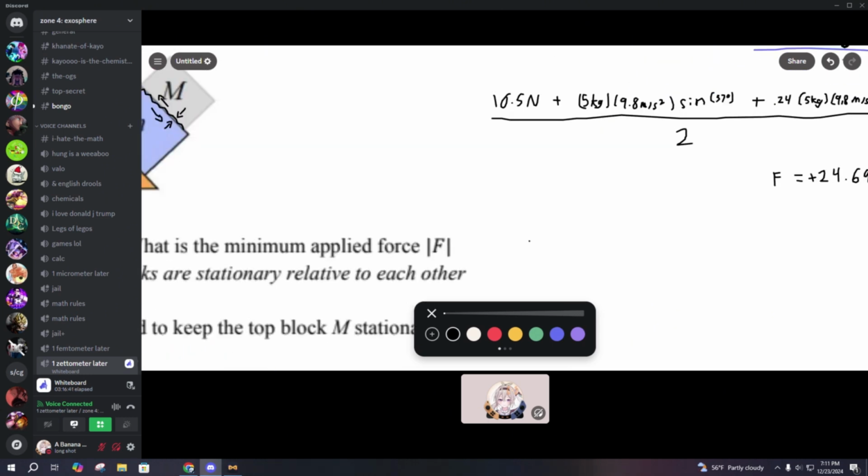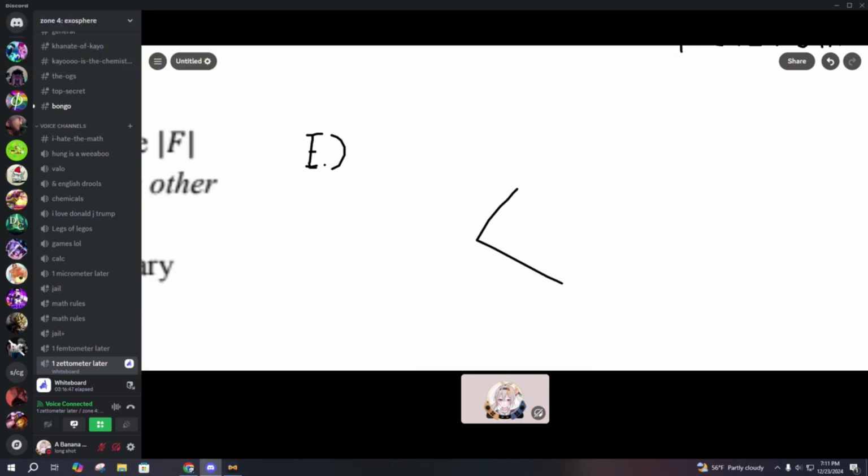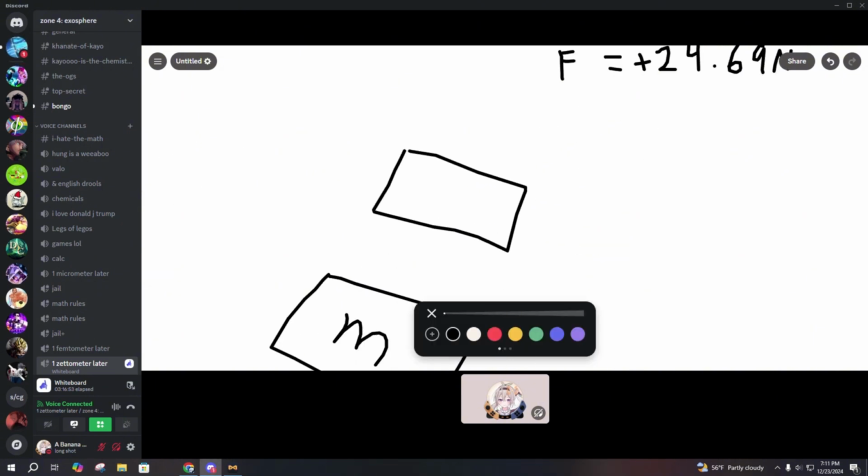Part E. I want a free body diagram for both blocks. So I will draw a block M, and then a smaller block called big M.